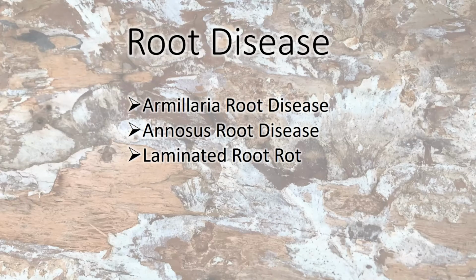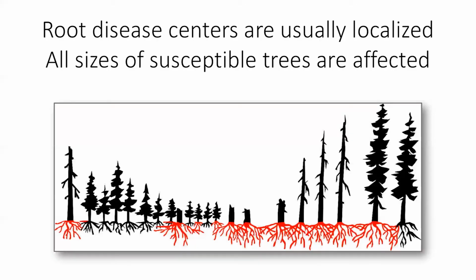Root diseases decay roots and the tree stem, and this reduces water and nutrients that are taken in. It's almost like what a tree experiences during drought. It also reduces the structural integrity of a tree.